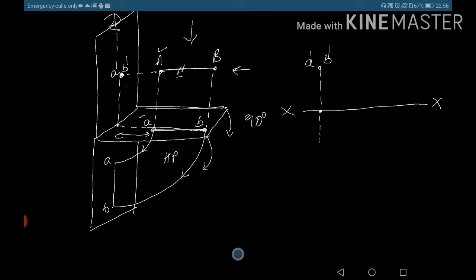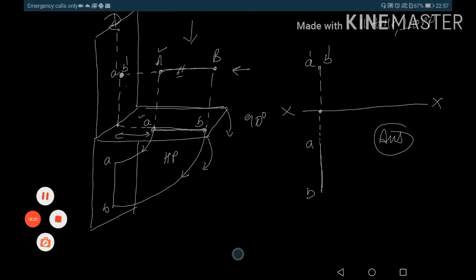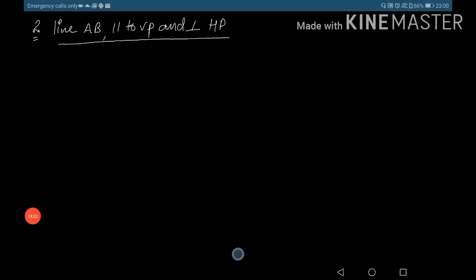Okay, then what will be the length of AB? A bold line, using a bold line marking the length of AB. So this is our image AB. Okay, so this would be our answer for a line parallel to HP and perpendicular to VP. Okay, so second case would be line AB parallel to VP and perpendicular to HP.